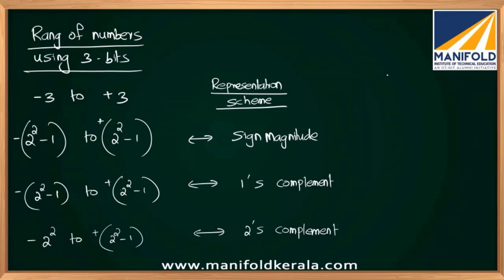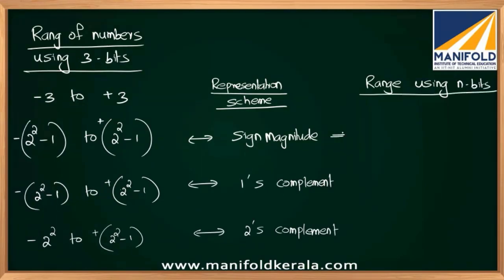And what happens? What is the range using n bits? Suppose you have n bits in your memory, n bits in your computer. Then what will be the range of numbers you can represent using n bits? What is the range using n bits?